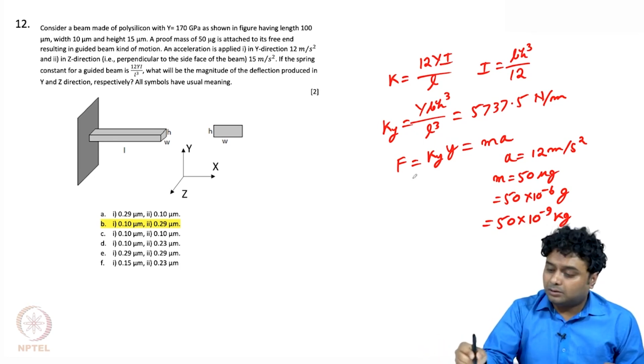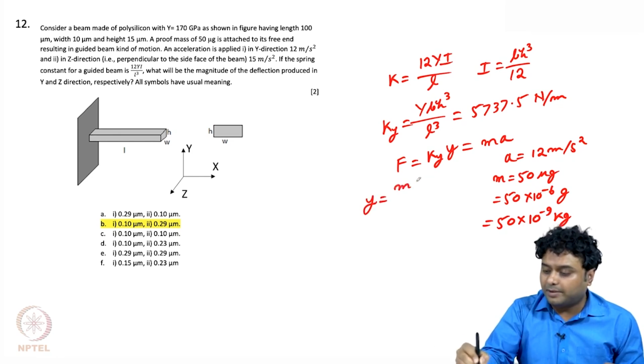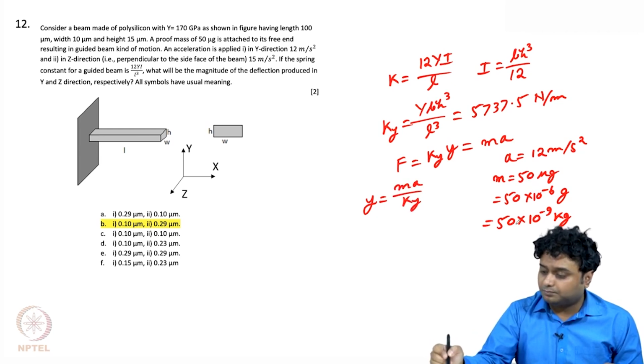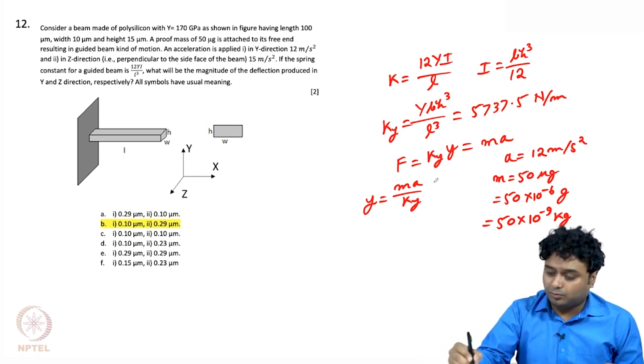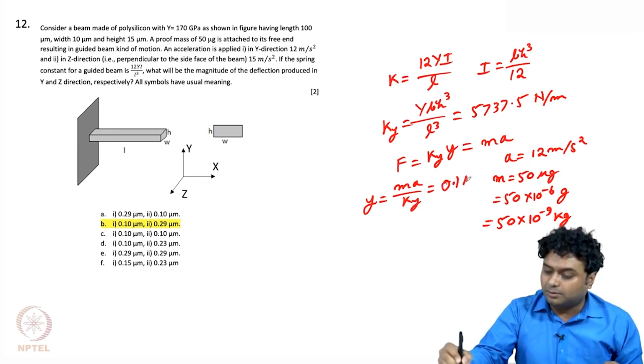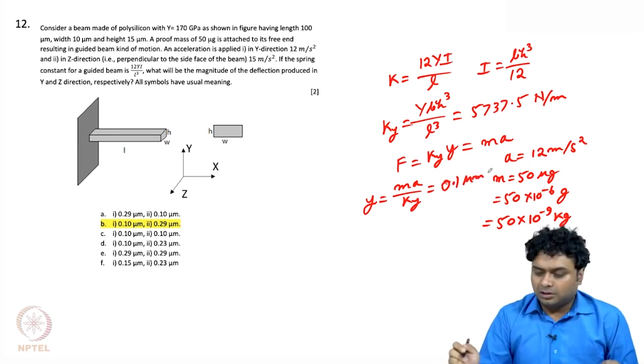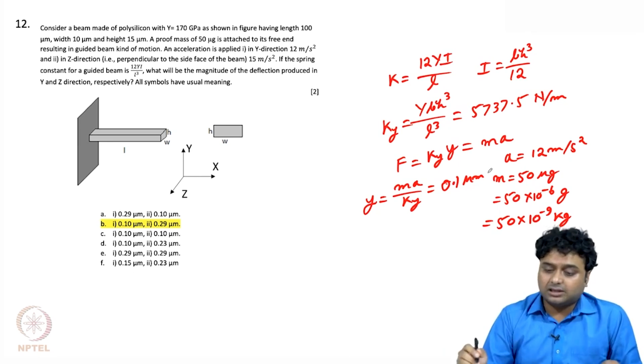Now, you know ky value, so y, the deflection, equals ma by ky. So m you know, a you know, and ky you have calculated. So if you put that, you will get 0.1 micrometer. Now for z direction also it is all same. Then why I gave this problem also for the z direction?